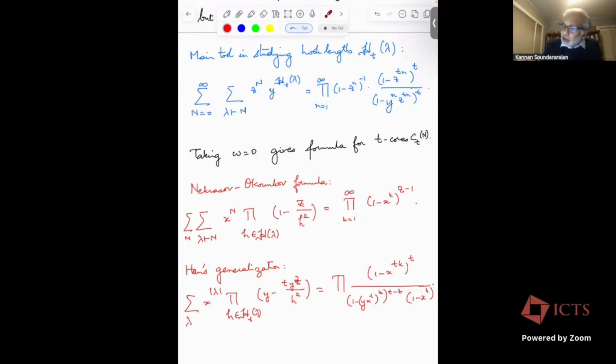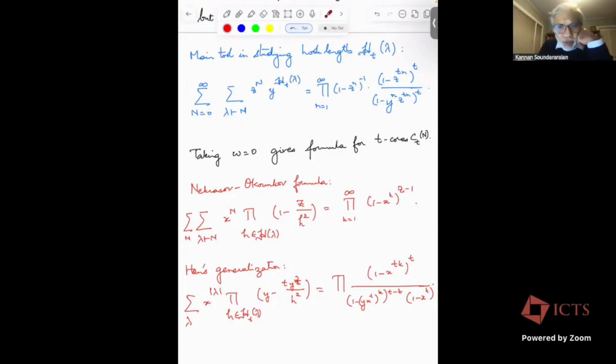So if you put z equals 0 here, the product will just be 1, and then that's just the usual product formula for counting partitions of n. So then there was a mathematician, Han, who generalized this Nekrasov-Okounkov formula and found many more combinatorial formulas connected to this. So in his general formula, he sums over hook lengths that are going to be multiples of t. So that's what this H_t of lambda is.